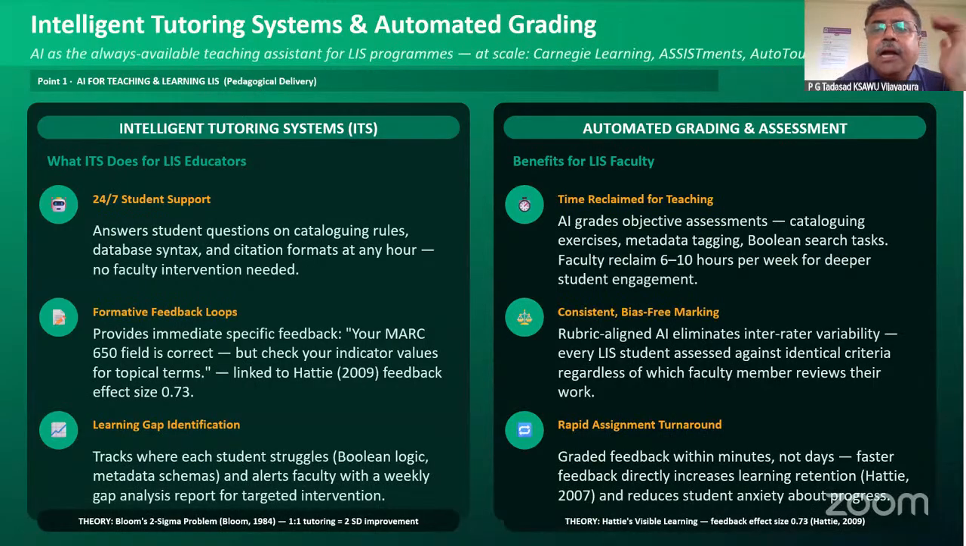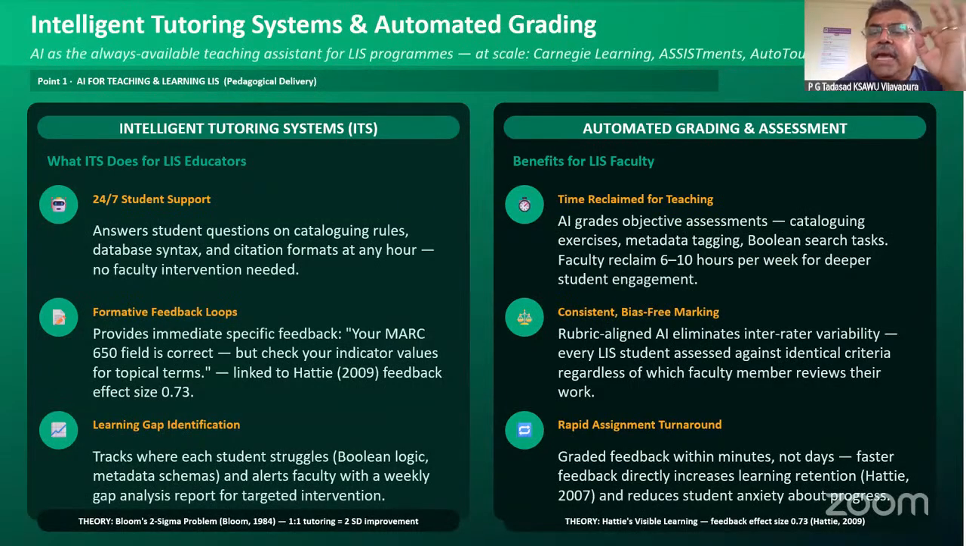Now, in automatic grading or assessment, time is reclaimed for teaching. We may have to spend huge time in assessing and grading the scripts. In our absence, the machine does. Consistent, bias-free marking: it will not identify that this script belongs to student A, student B, or student C. I need to be biased, I need to give something like that.